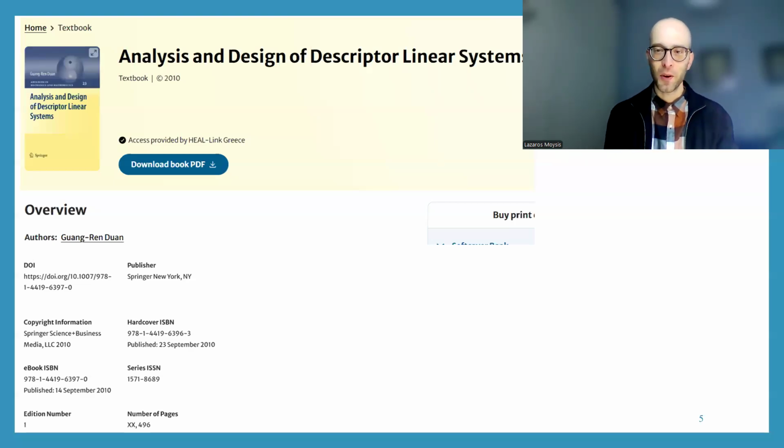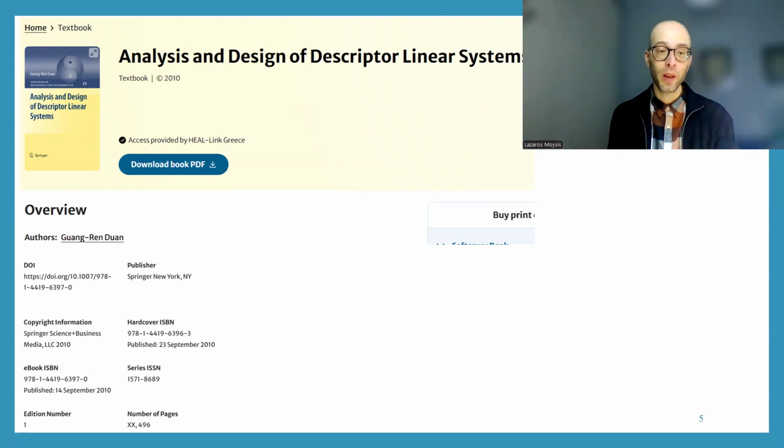Greetings, everybody. So, we are continuing our book reviews on advanced control topics, and here we have an amazing textbook, Analysis and Design of Descriptor Linear Systems, by Duan and Duan. I hope I'm pronouncing this correctly. Of course, it's from Springer, a very well-known publishing house.